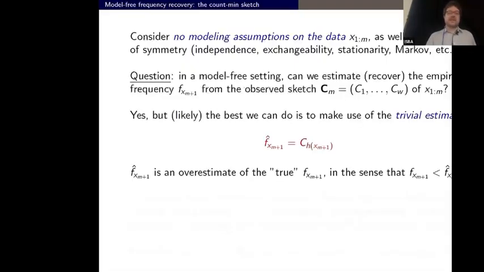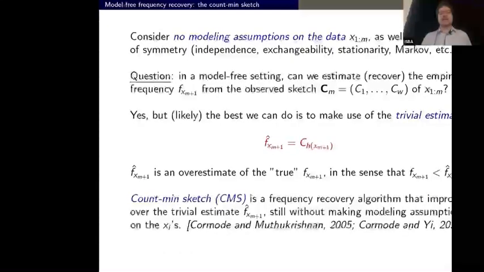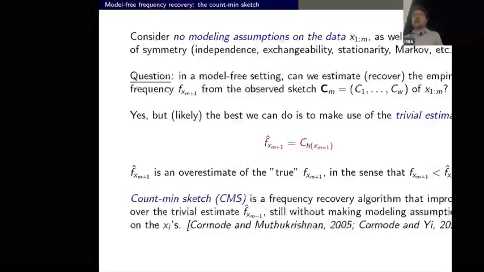Okay, I can do something. The best thing that I can do is to look where the x_{n+1} is mapped to in the hash, and I use this count as an estimate of my frequency. Of course, it's an overestimate, but it's probably the best that I can do if I don't assume anything. And the count-min sketch started exactly from this trivial estimate. So how can I improve that?